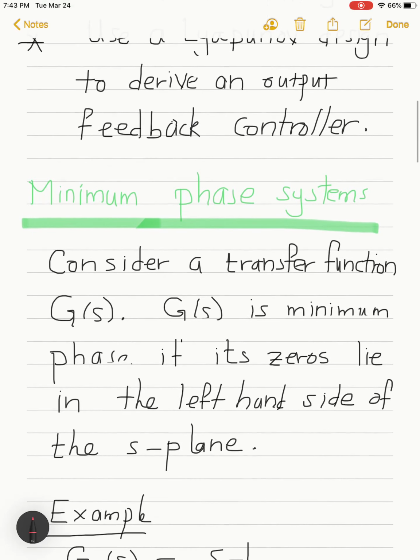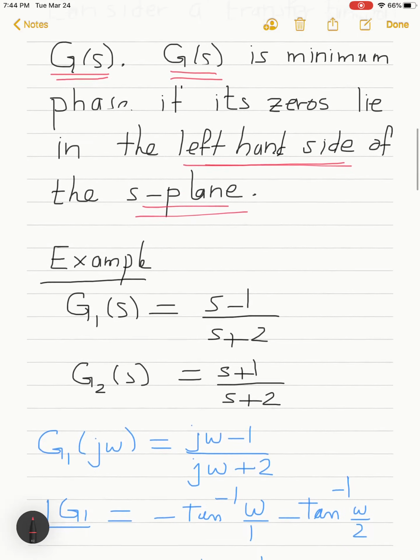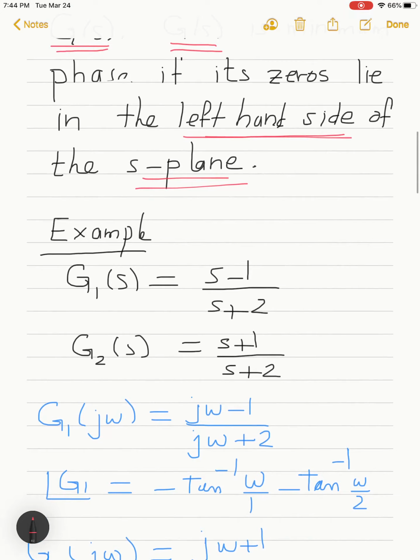So first, let's start by talking about minimum phase systems. If we consider a transfer function g of s, we call that transfer function minimum phase if all the zeros of the transfer function are in the left hand side of the s-plane. So that means that we don't have any zeros in the unstable region of the s-plane or the right hand side of the s-plane. And these are two examples.